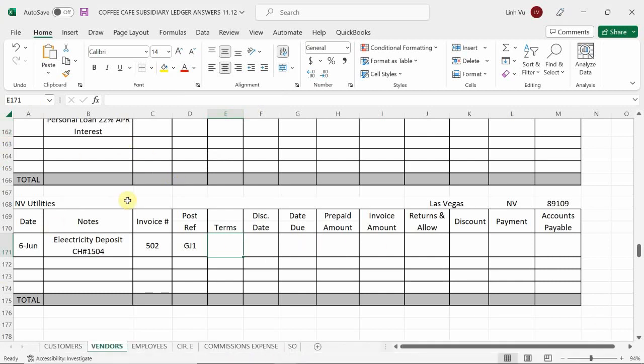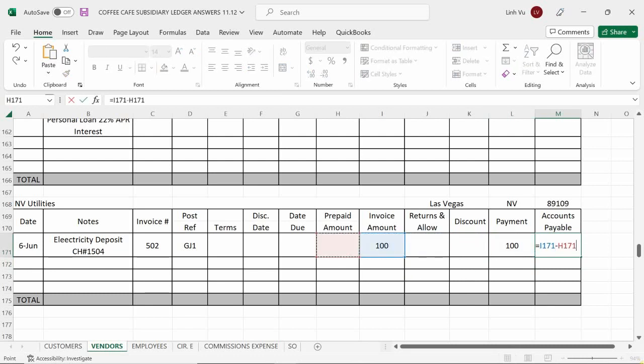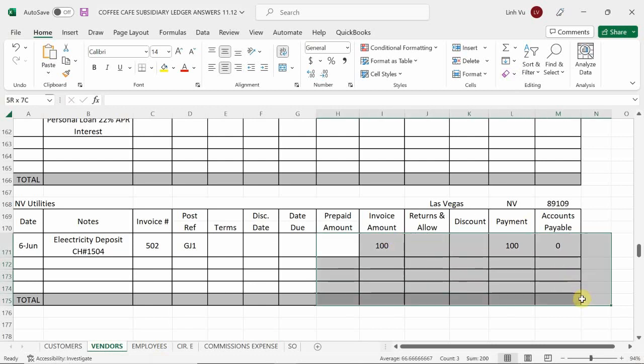However, because you are written an invoice that is required in order for electricity to turn on, you need to pay this deposit. So in this case, your bill that you received, or your invoice, was for that $100. And your proof that you made a payment was your check 1504. So once again, your formula is going to be invoice amount minus prepaid minus returns minus discounts minus payments. So right now, you owe NV Utilities nothing, okay?